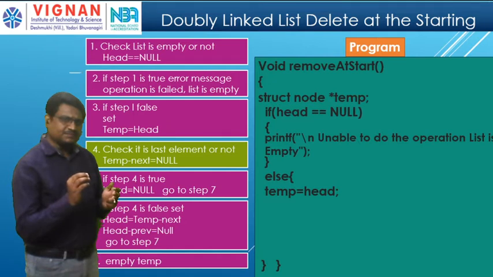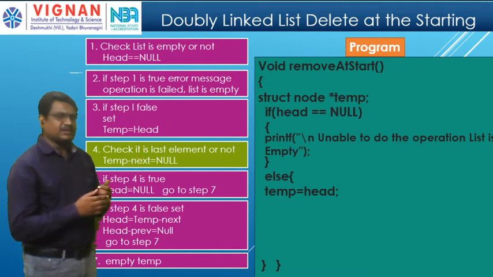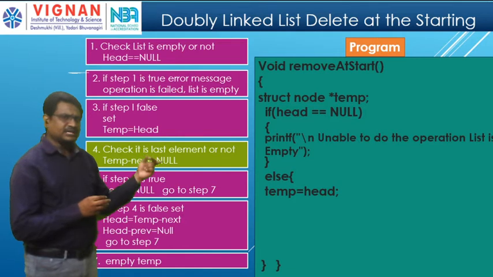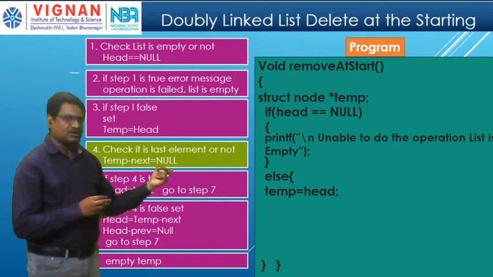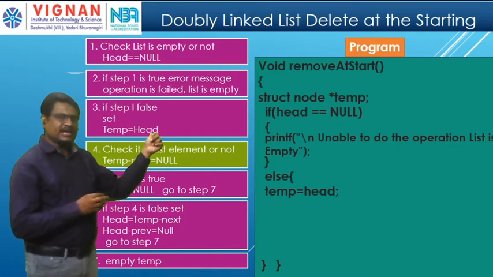So for that purpose I am using the fourth statement. In the fourth statement, I am checking whether a single element is available in the linked list or not. How am I checking? I am checking whether head next equals null or not. Sorry, temp next equals null or not. Either I can use head next equals null or not. Why are both the same? Because temporary contains the head value.